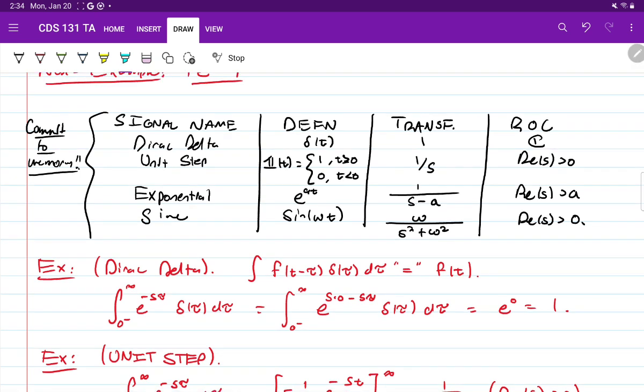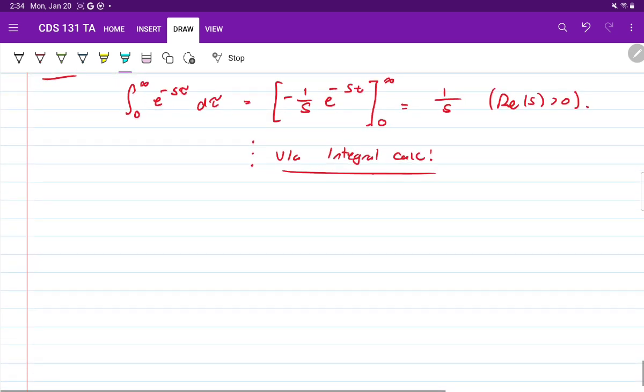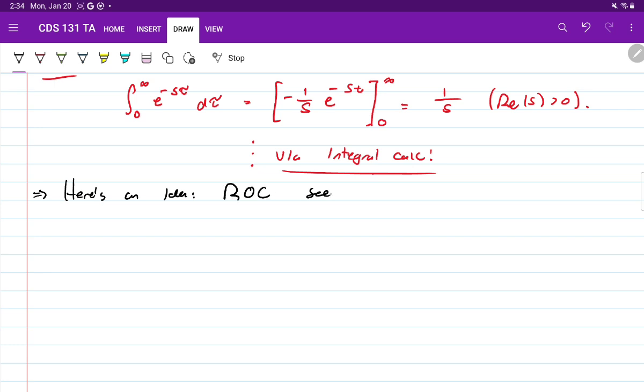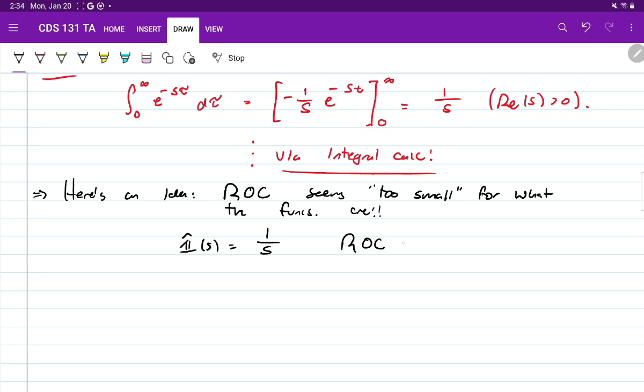So if we take a look at the unit step, for instance, which has transform 1 over s, it is only defined for region of convergence, real part of s greater than 0. What do we see? Well, here's an interesting idea. The region of convergence seems too small for what the functions are. If we take the transform of the unit step, which I'll denote 1 hat of s, equals 1 over s on region of convergence, real part of s greater than 0.